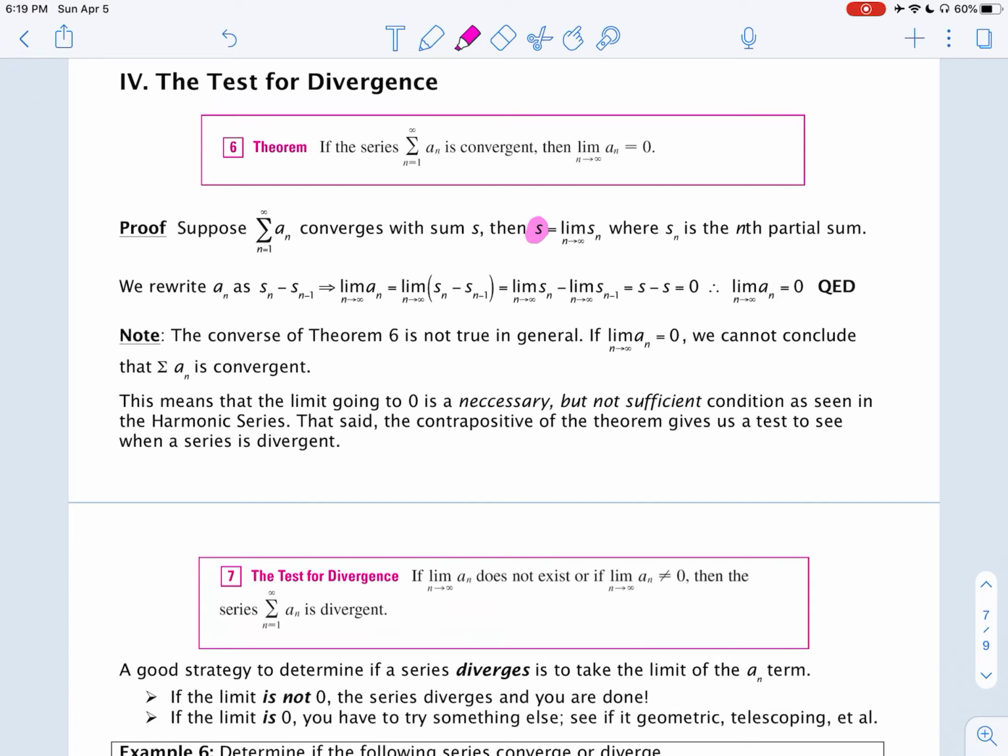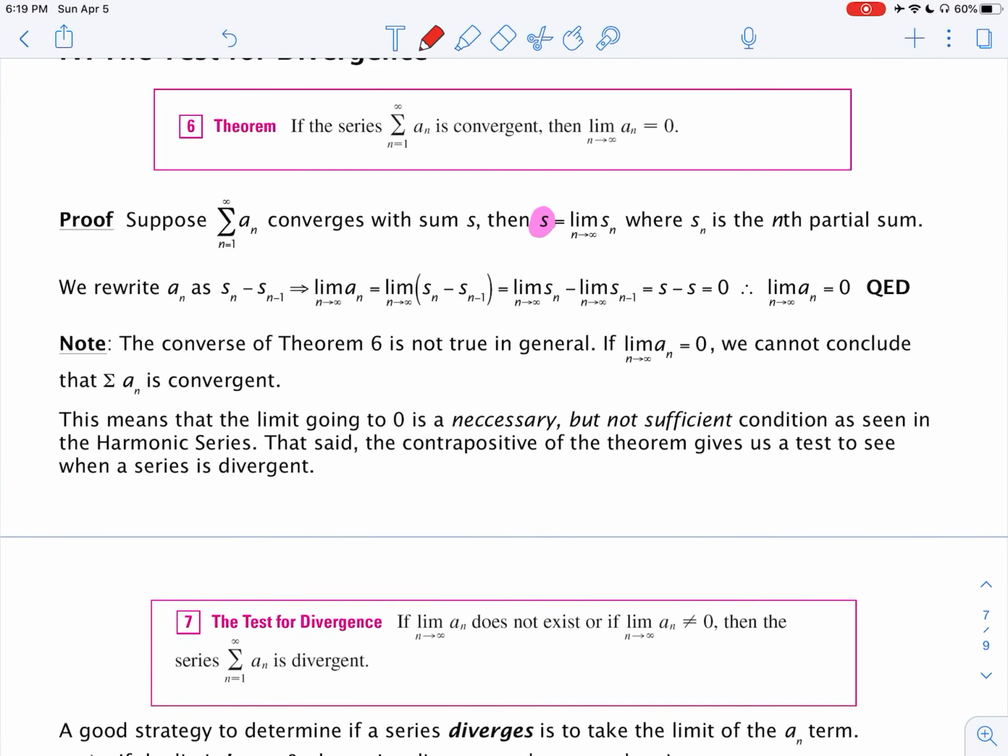So we rewrite a sub n as, if I take the partial sum S sub n, we know that that's a1 plus a2 up to a sub n. But if I take the partial sum S sub n minus 1, it's up to the ones right before. So if I just take S sub n minus S sub n minus 1, that's going to equal a sub n.